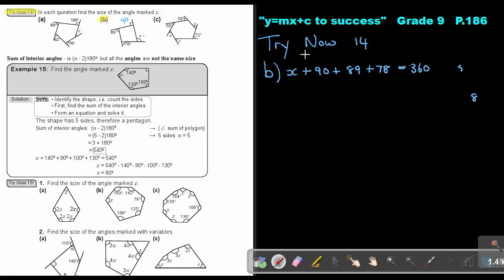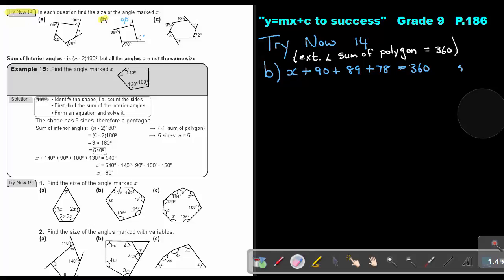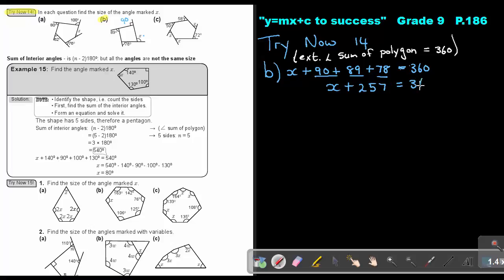And if I want to write the reason, I can say the exterior angle sum of a polygon is equal to 360. Okay, let's just clean this. This must not be here. Okay, then I'm going to simplify. So basically it's x plus, if I add all this, I will get 257. And that will be equal to 360.